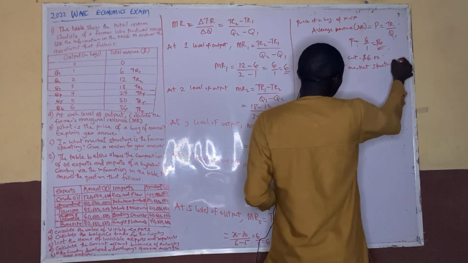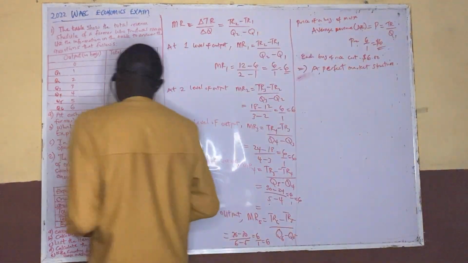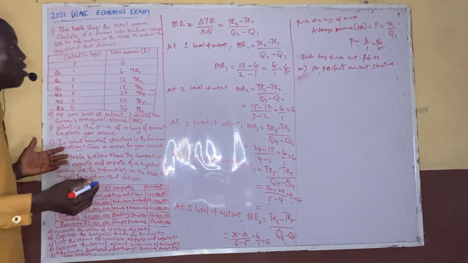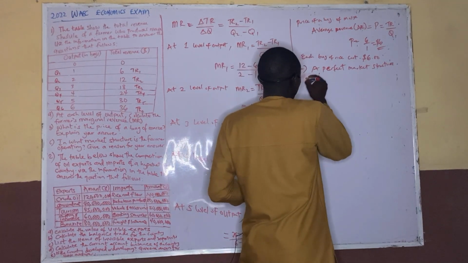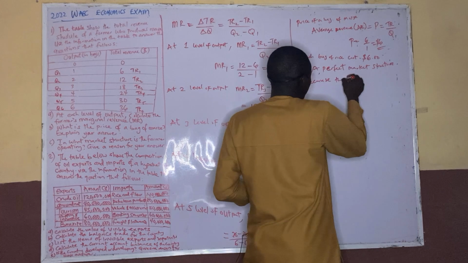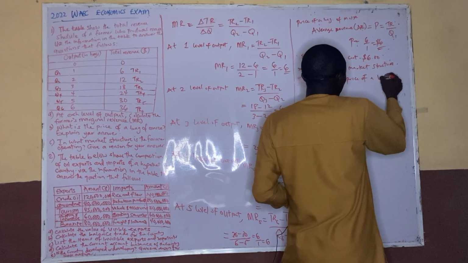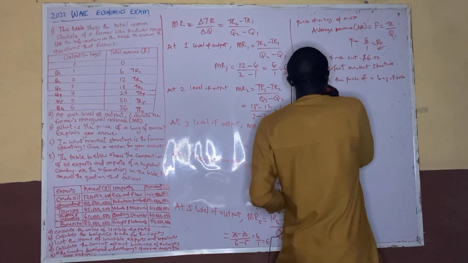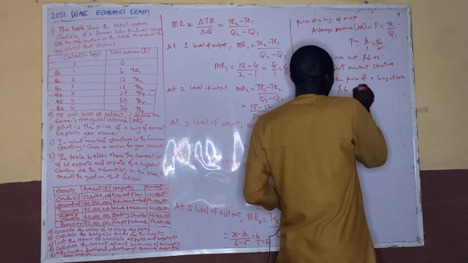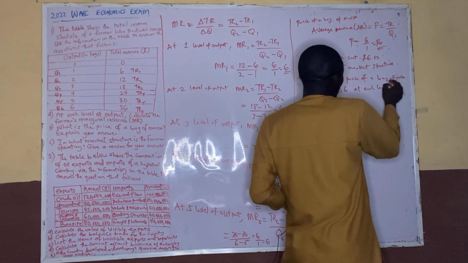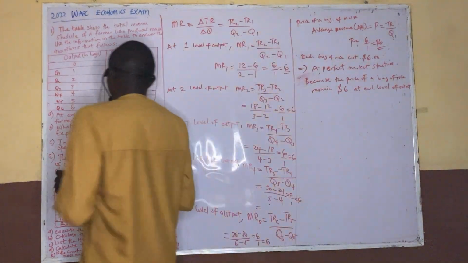Structure, which has a fixed price or a stable price of a bag. So why do you say that it's under a perfect market structure? Because the price of a bag of rice remains $6 at each level of output. So that's that about the first question.